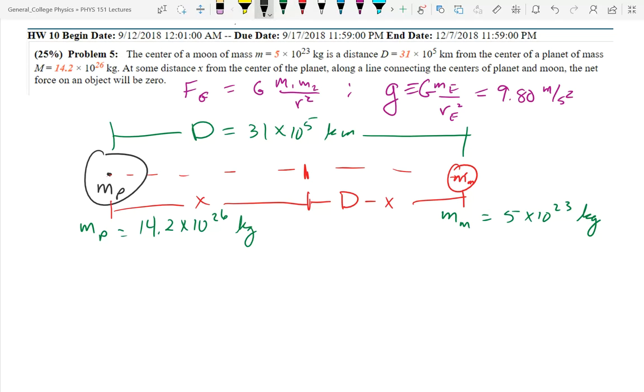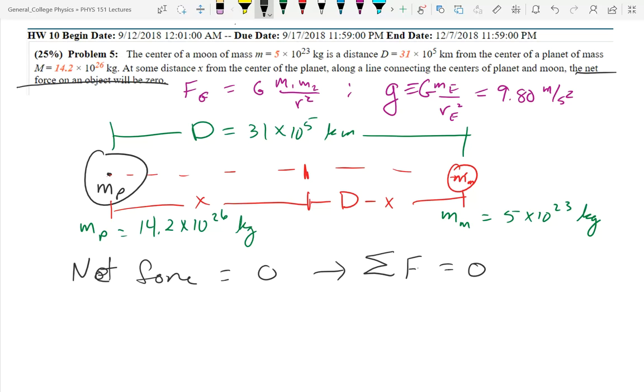So if it says the net force is 0, what does that mean? Net. What do we usually write? The pull of one planet and the other pull of the other planet cancel out. So it'd be like x minus d minus x equals 0. Okay, so first I'm writing just a mathematical equation. Sum of the forces, that's what net force means. Sum of the forces equals 0.